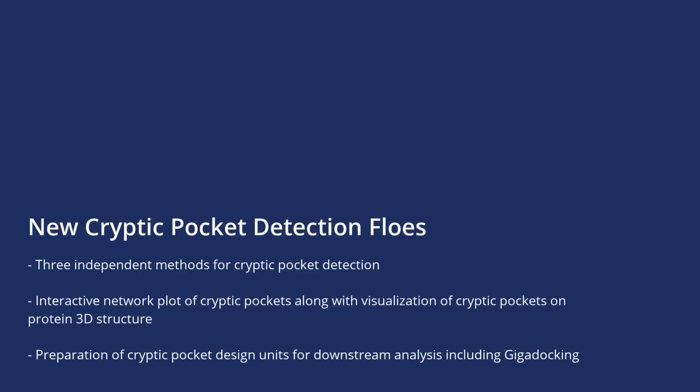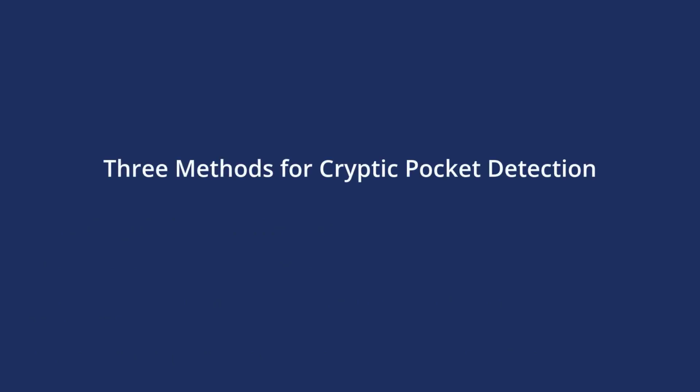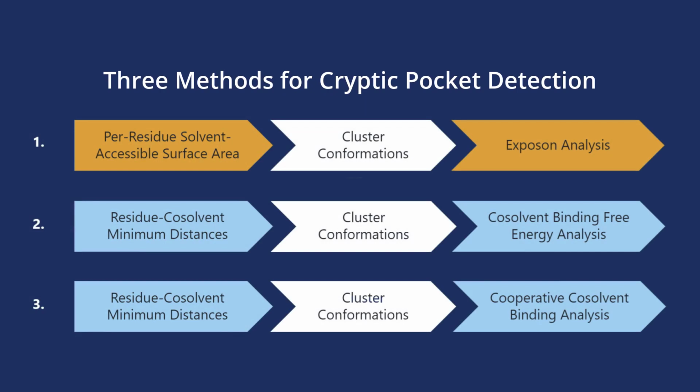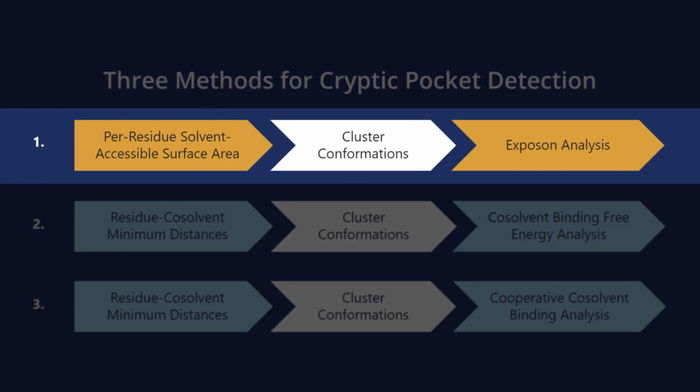Speaking of cryptic pocket detection, we now provide 3 methods for cryptic pocket search from weighted ensemble simulation data. For the simulation set up in a water-xenon mixed solvent, all 3 methods, including exposon, cosolvent binding free energy, cooperative cosolvent binding analysis, can be used for cryptic pocket detection. And if simulations are performed in a single solvent, exposon analysis will be the only method available for cryptic pocket detection.